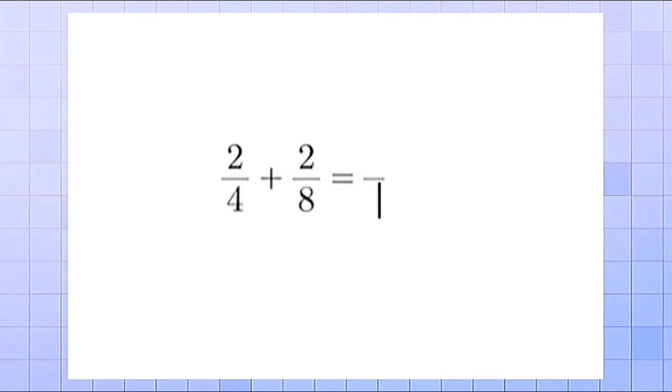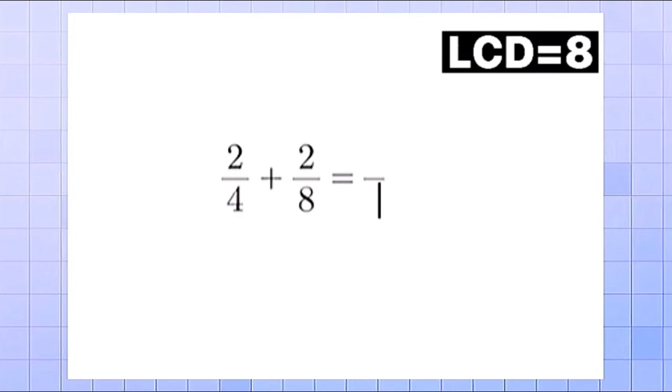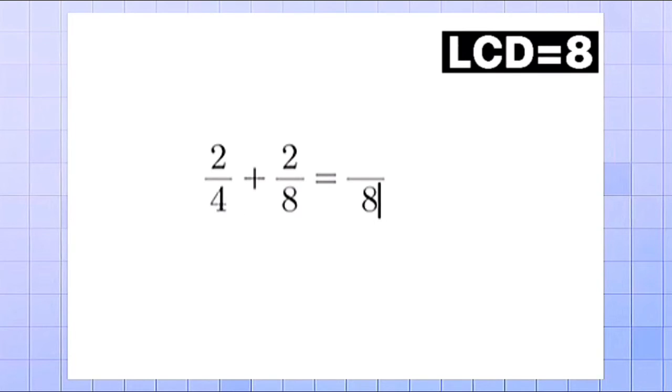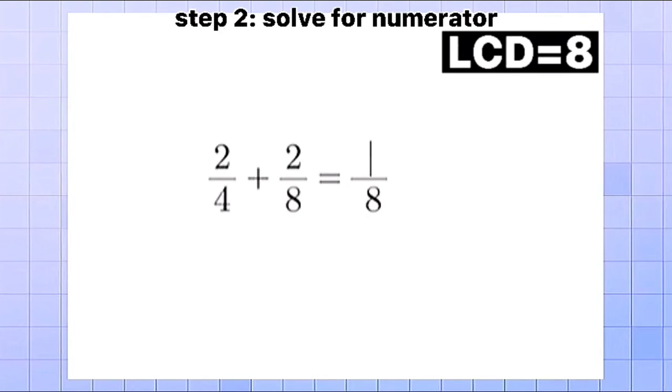So we now have an LCD of 8 and we put it right on our denominator. The next step is to get its numerator. To solve this, we need to divide the LCD 8 by the denominator of the first fraction, which is 4, and multiply the answer by its numerator 2. Then write your answer right on top of the denominator, which is 4.